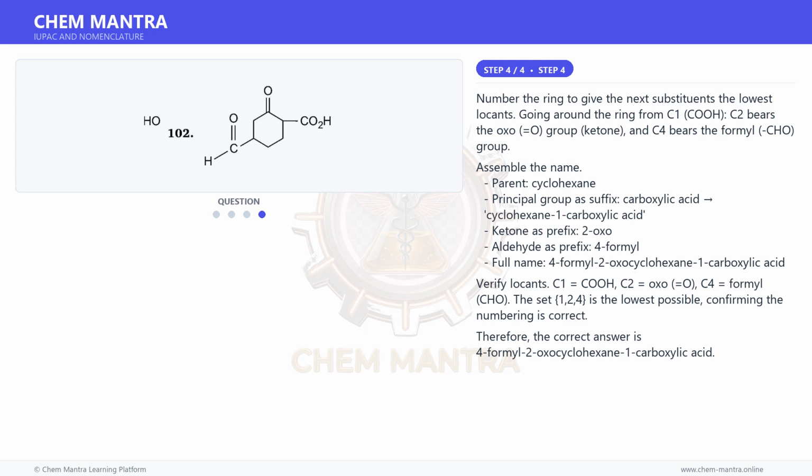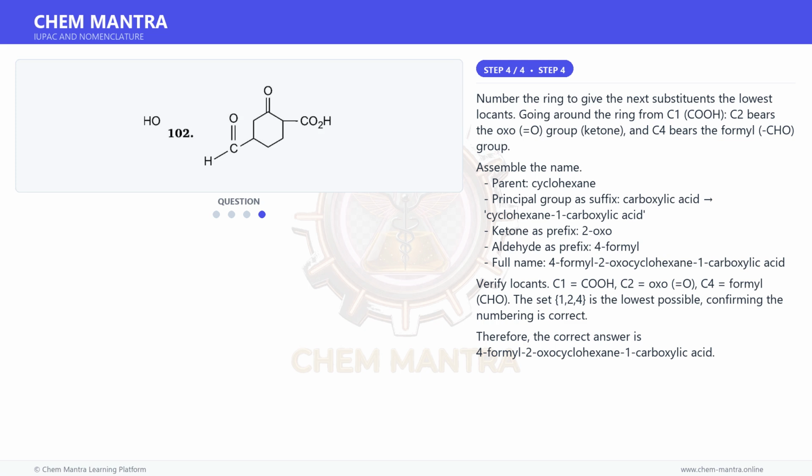Parent cyclohexane. Principal group as suffix, carboxylic acid: cyclohexane-1-carboxylic acid. Ketone as prefix, 2-oxo. Aldehyde as prefix, 4-formyl. Full name: 4-formyl-2-oxocyclohexane-1-carboxylic acid.